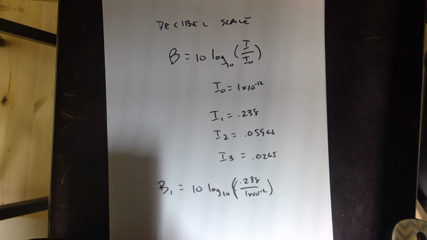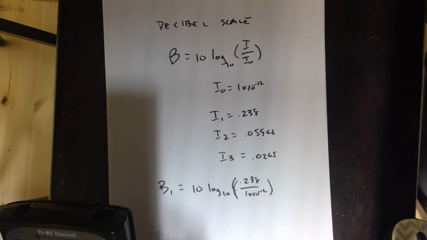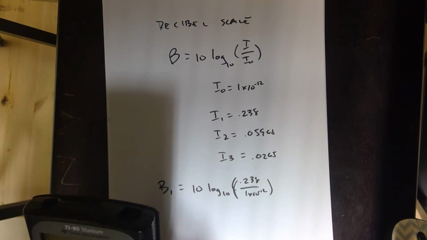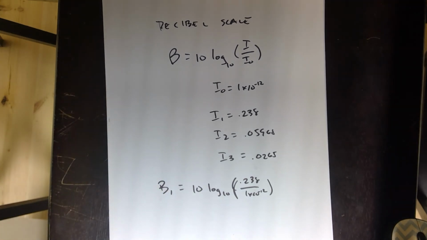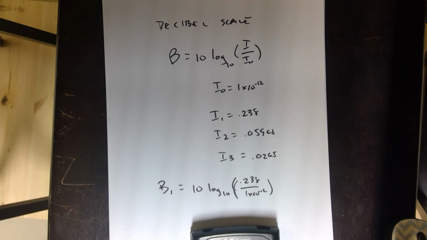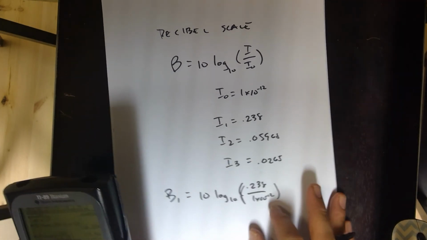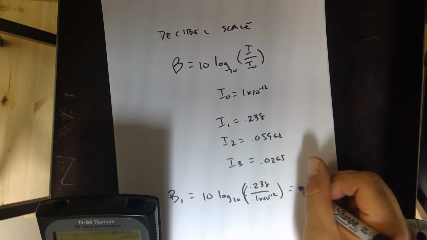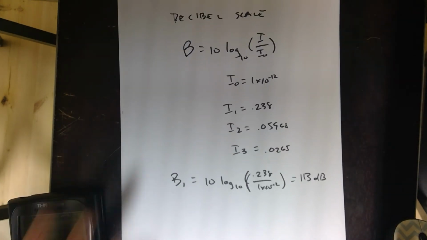So 10 times log of 0.238 divided by 1 times 10 to the negative 12. And one thing I need to stress here is that you expect numbers to always be above 0 here. Somewhere usually between 1 and 120. This person gets 113 decibels. So that's pretty loud. We'll go back to that scale in just a second.